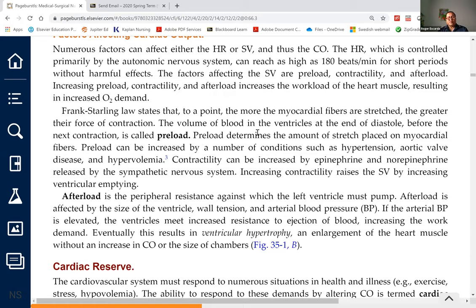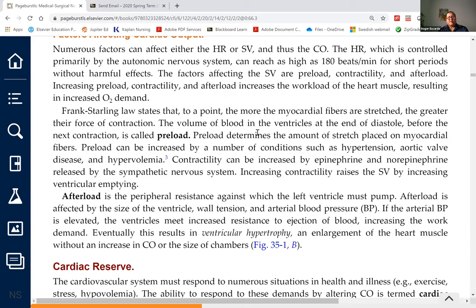Okay, so do we understand preload? Yes, sir. Okay. So what will happen to preload if you increase IV fluids? It's actually going to increase. All right. What happens if you are dehydrated? Let's say you're either bleeding or having diarrhea and vomiting 16 times in 1 hour. What happens to your preload? Decreased.